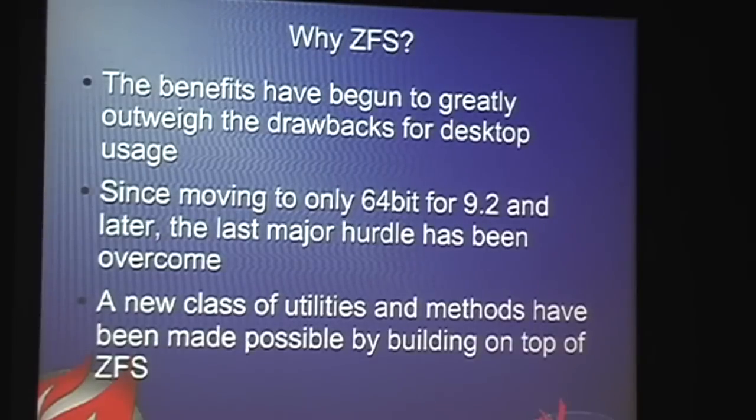I mean, first of all, the benefits have just greatly outweighed the drawbacks for desktop usage. And after we decided to move to 64-bit only as part of that, that was pretty much the last major hurdle we had. At the time, FreeBSD 32-bit, and I think it still maybe was a little flakier when you're running ZFS, and I could kernel panic it pretty easy, so I didn't want to push that on everyone's box. But it just opened up a whole new class of utilities and methods and things that just weren't possible without it. So we really wanted to take advantage of those for the desktop user.